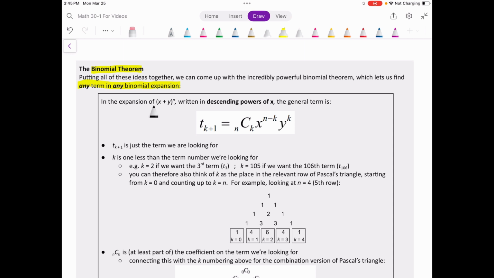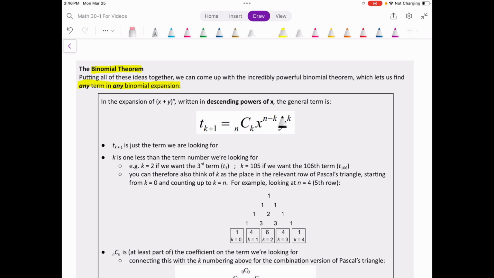In the expansion of any binomial, x plus y to the power of n, of course, it doesn't always have to just be an x and a y, but these are standing in for two unlike terms. When written in descending powers of x, meaning highest power down to the lowest power, the general term, meaning any term that you want to find, is going to be equal to this. So it will be n choose k, x to the power of n minus k, y to the power of k. You can think of this as a formula for finding any term you want in the expansion of a binomial to any power at all.